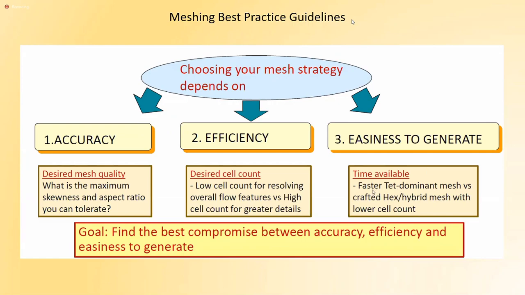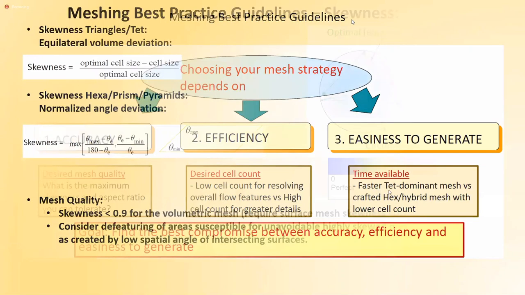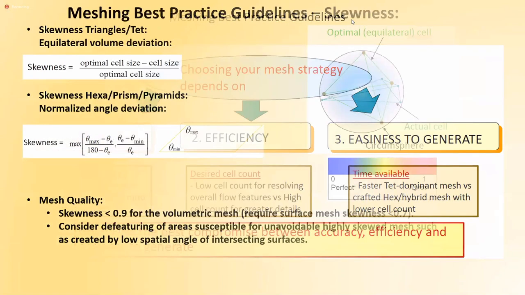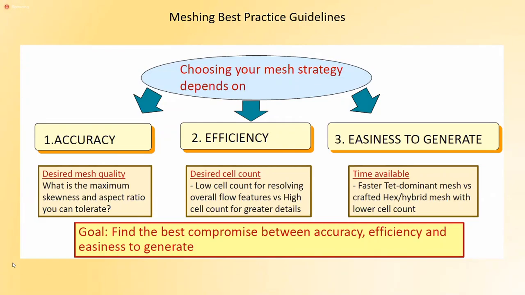Easy, instant generation, faster tet-dominant mesh versus created hex hybrid, that's all the stuff. Mostly they're doing, I think, poly-hexcore. If you know when it's better to do poly-hexcore and when to do a poly mesh, when to do a hex mesh, I mean a body-fitted mesh that you can only do with ISAM, of course, but it's going to be very hard.